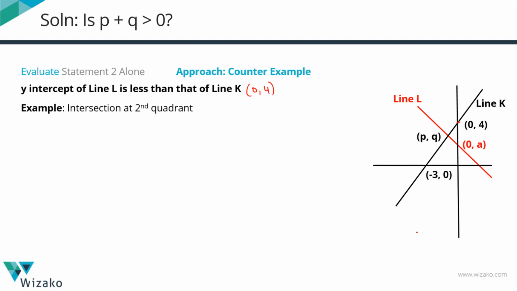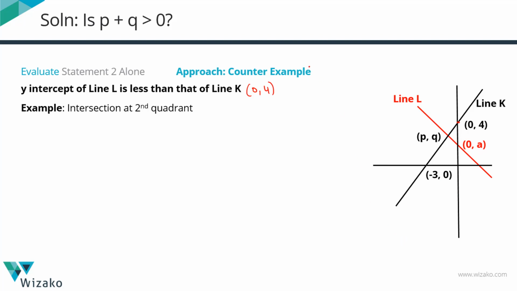The statement mentions that the y-intercept of line L is lesser than that. If this is 4, it can be anything less than 4. It can be a 3, it can be a 2, it can be a 0, it can be a minus 5. It could be anywhere here. Any of these things would be potential candidates for our line L.